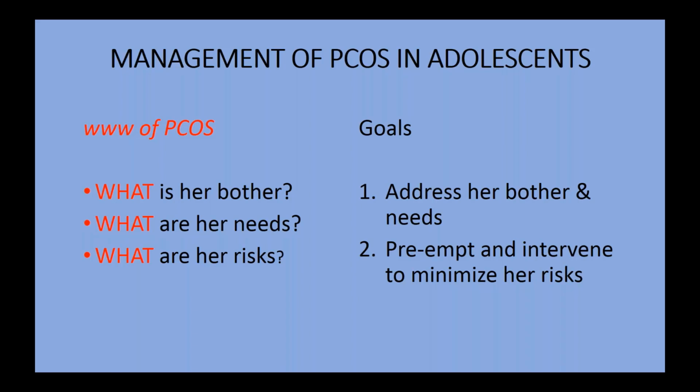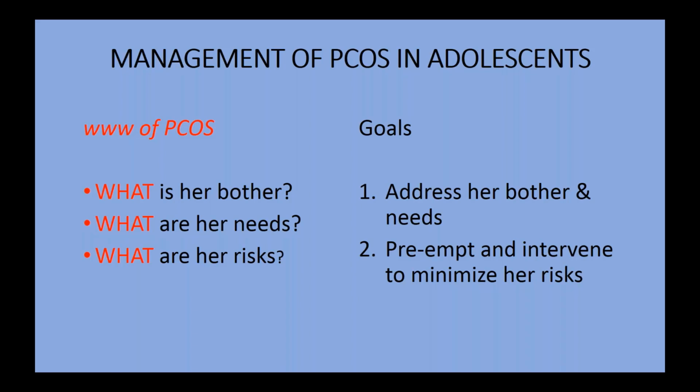Persistence of menstrual irregularity beyond 2 years of menarche should be taken seriously and should be considered. So chronic oligomenorrhea, oligoanovulation beyond the first 2 years of menarche should be given serious consideration as a possible manifestation of underlying polycystic ovary syndrome in an adolescent population.